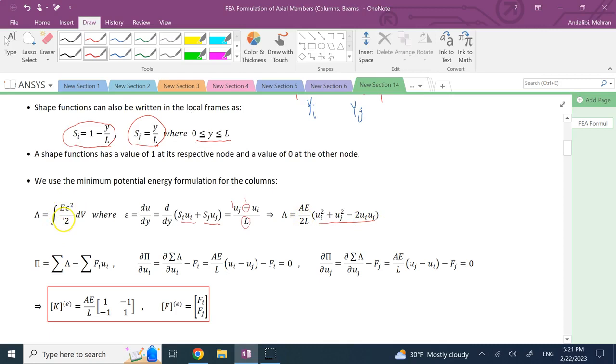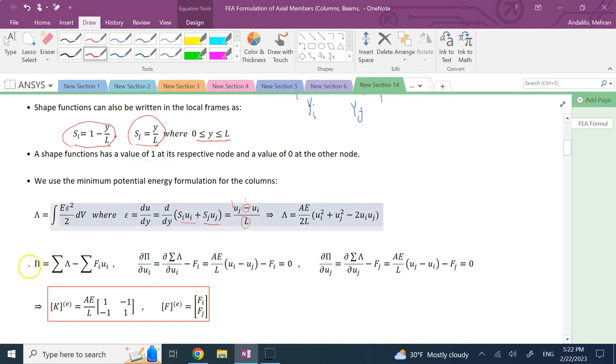Then what you will have is E over 2, which you can see here, and this L here is going to be L squared. Then the integral of dV is going to be the volume, and volume is A times L. So 1 power of L is simplified, and that's this single power of L that you see, and that's the A. So the total strain energy for a member under axial load is AE over 2L times uj minus ui, the whole thing squared.